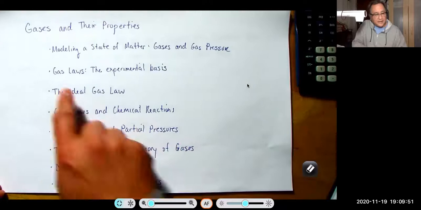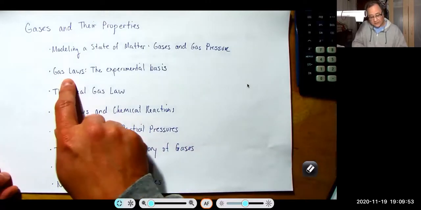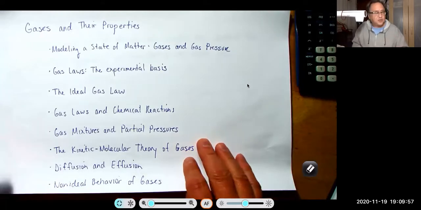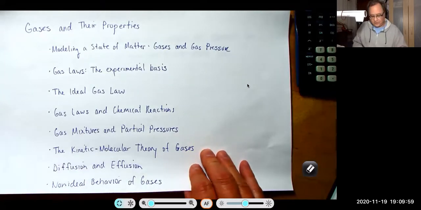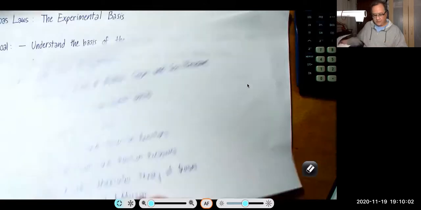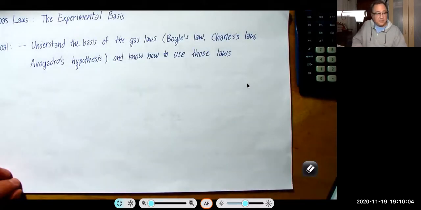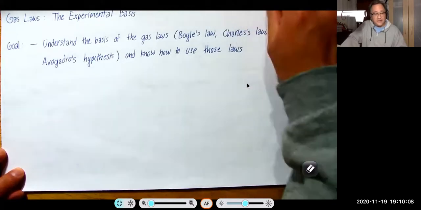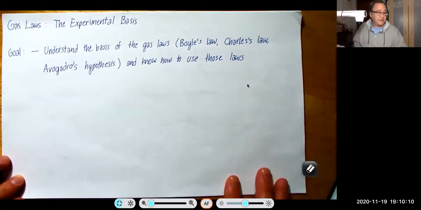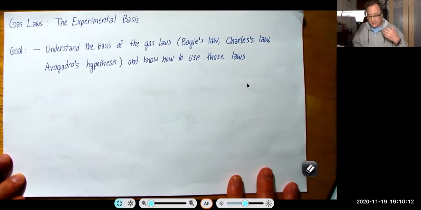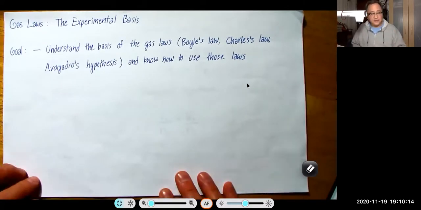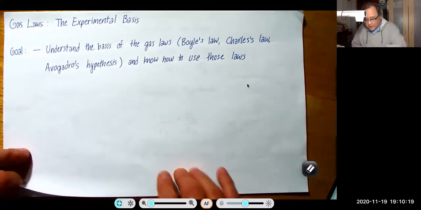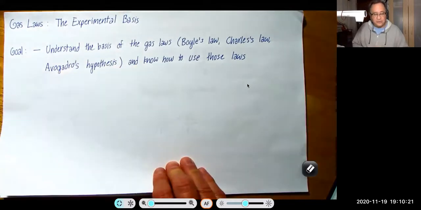Now we're going to look at a return to the gas laws, the experimental basis, and how to determine which of the laws to use. So, gas laws, the experimental basis. The goal was to understand the basis of the gas laws, and we showed you the basis by giving you a couple of demonstrations, and know how to use those laws. So we're going to learn now how to use those laws.